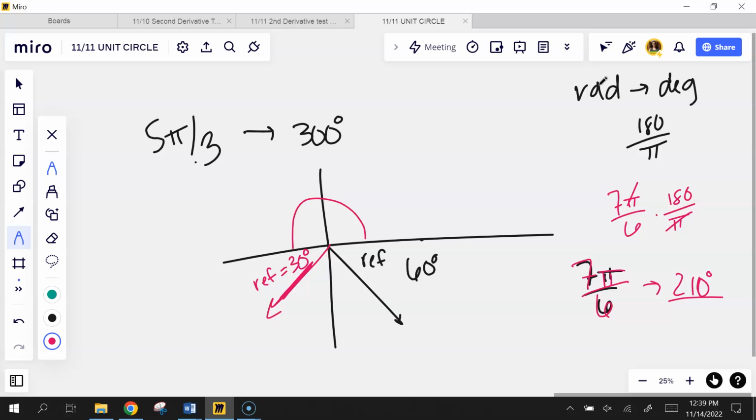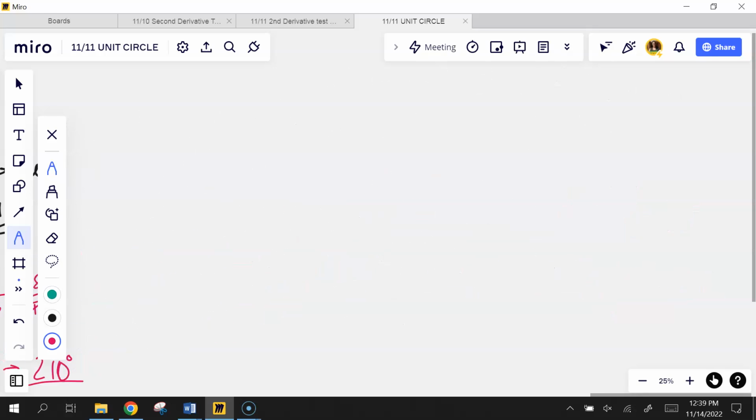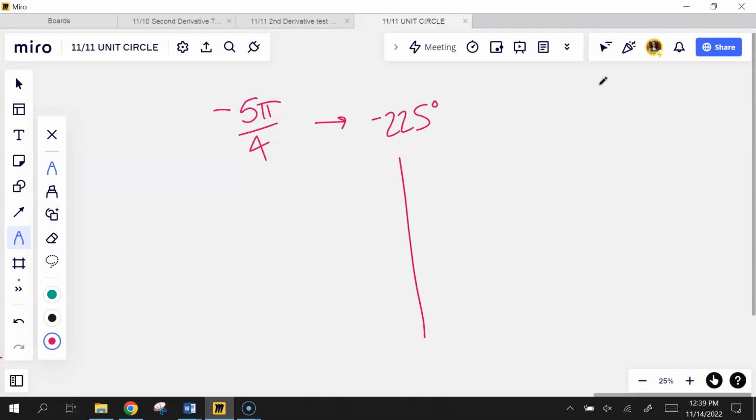Redraw which one? The red one? Yeah, what are we doing? Okay, well, do number 6. What quadrant am I in? How do you know? Negative 225. What's your reference angle? Wait, no. 30, 45.